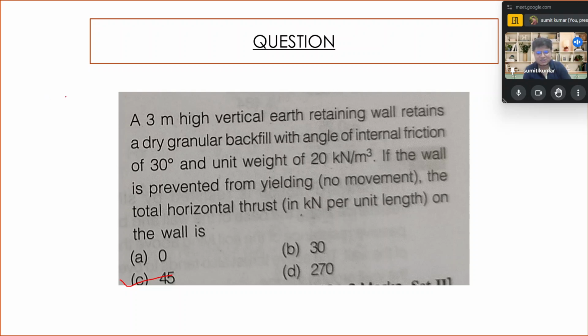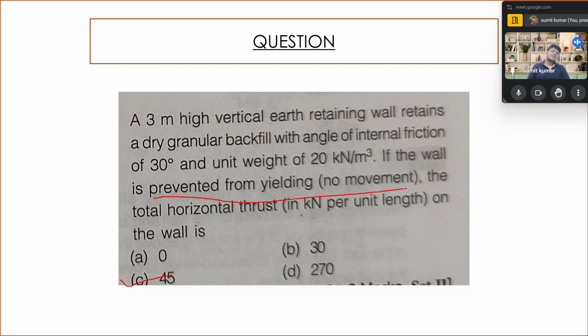Read the question carefully. The question states that a 3-meter high vertical retaining wall retains a dry granular backfill with an angle of internal friction of 30 degrees and unit weight of 20 kilonewton per meter cube. Up to here, nothing is mentioned. Now, if the wall is prevented from yielding, no movement, basically it is earth pressure at rest.